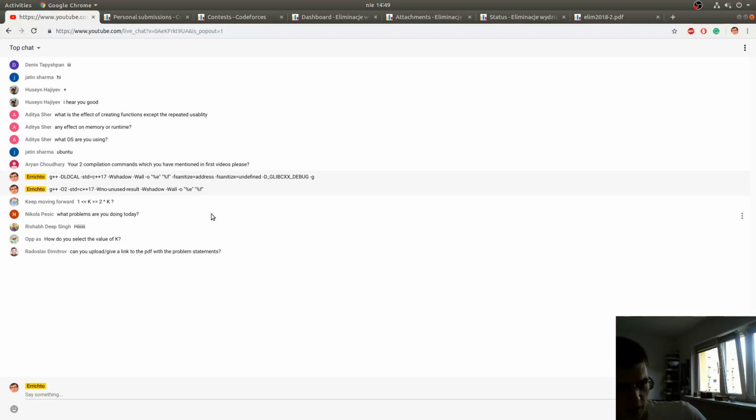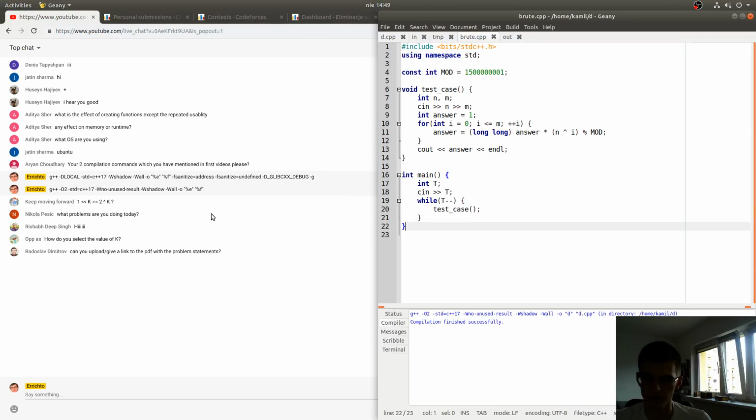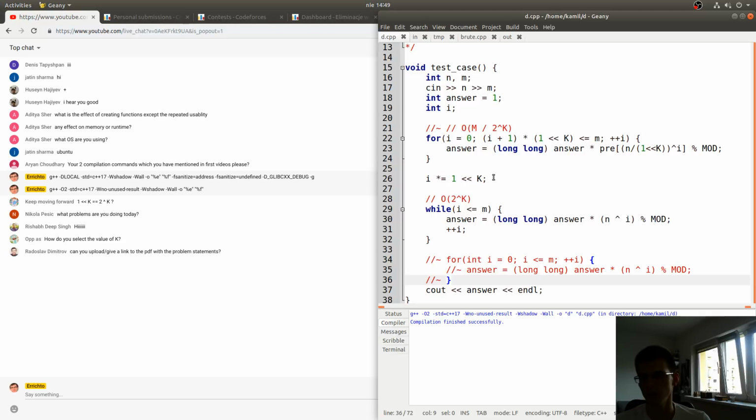Hi Richard. How do I select the value of k? Well, I knew that one part will have complexity 2 power k. The other part had complexity m divided by 2 power k, and m was around 1 billion. So then, to minimize the slower part, I should choose 2 power k equal to something like 30,000. So square root of that, because then these two parts both will have complexity around 30,000 operations.